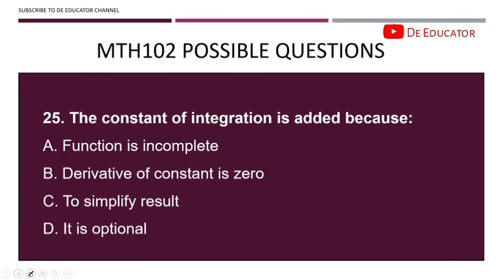The constant of integration is added because, so why is it that when we do integration, we always have a constant? We always add c. So the question is, why are we always adding c? The first option says the function is incomplete. Is that correct? No. Option D says it is optional. Is that correct? No. It is not optional because everywhere we always put c.